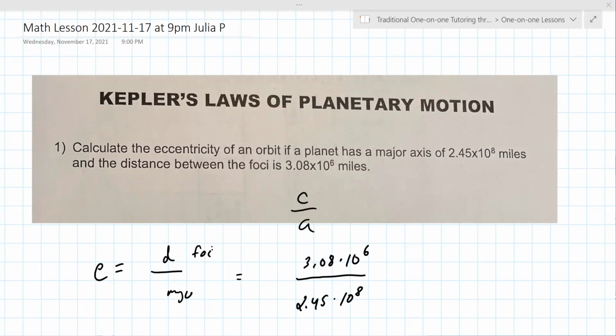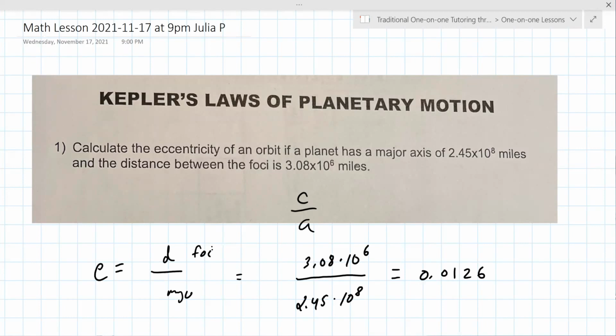So let me get my calculator out. If you've got one, I encourage you to use it. You can use the E if you need to. 3.08 times 10 to the 6th divided by 2.45 times 10 to the 8th. So I get 0.0126.